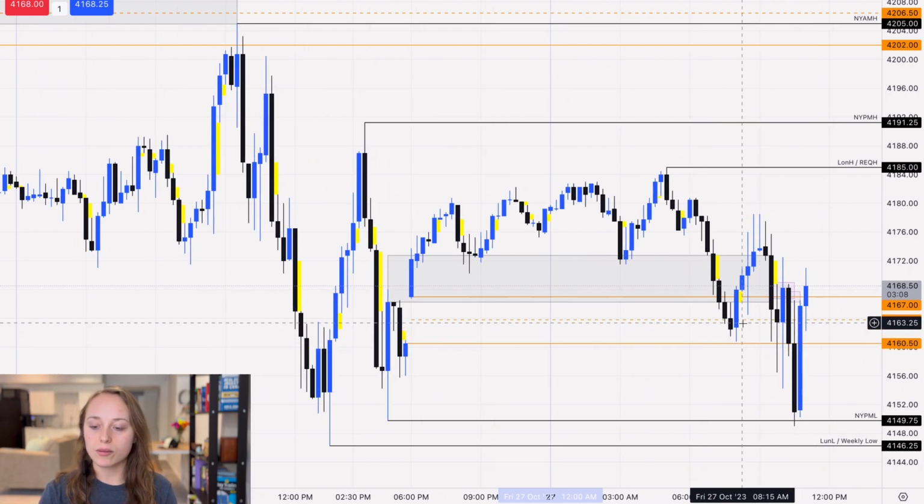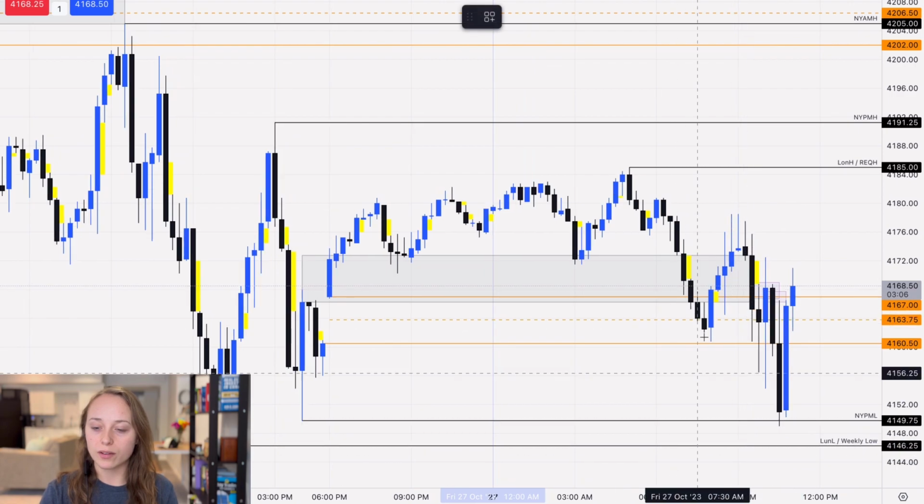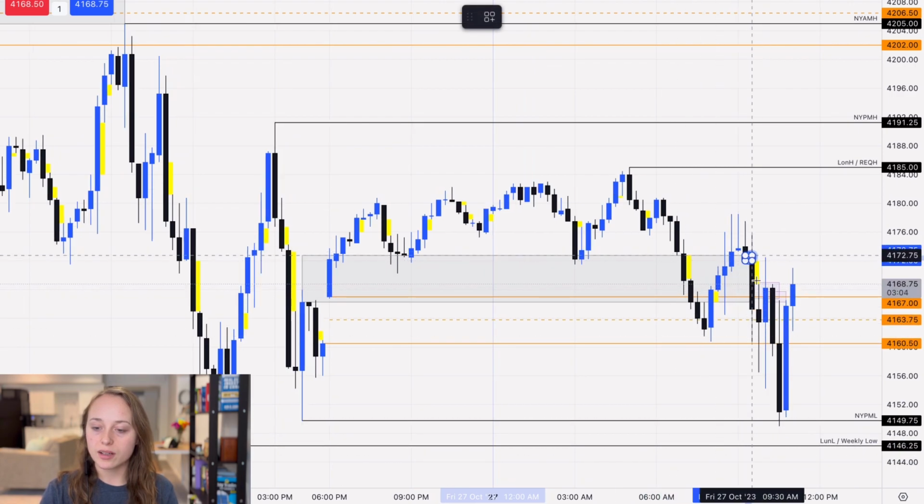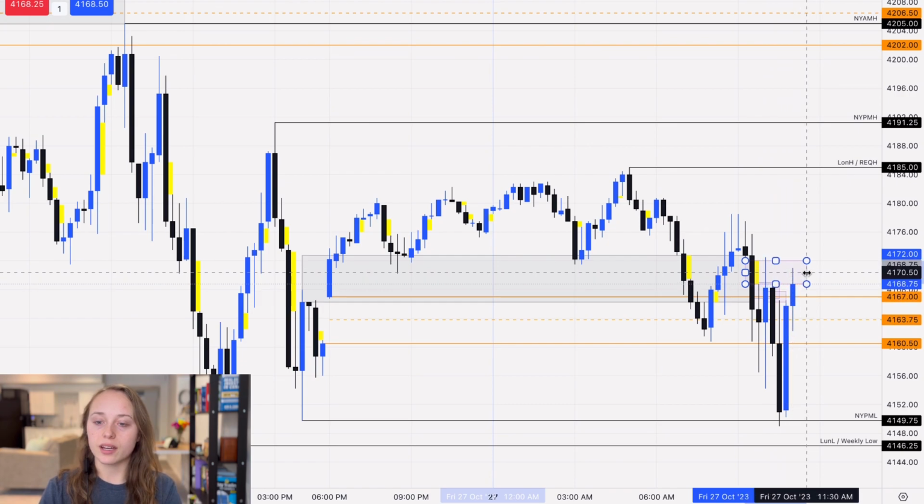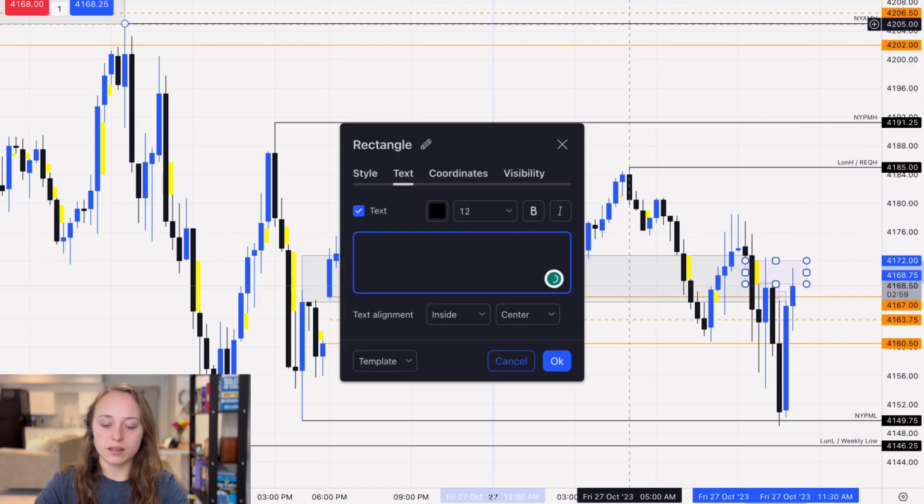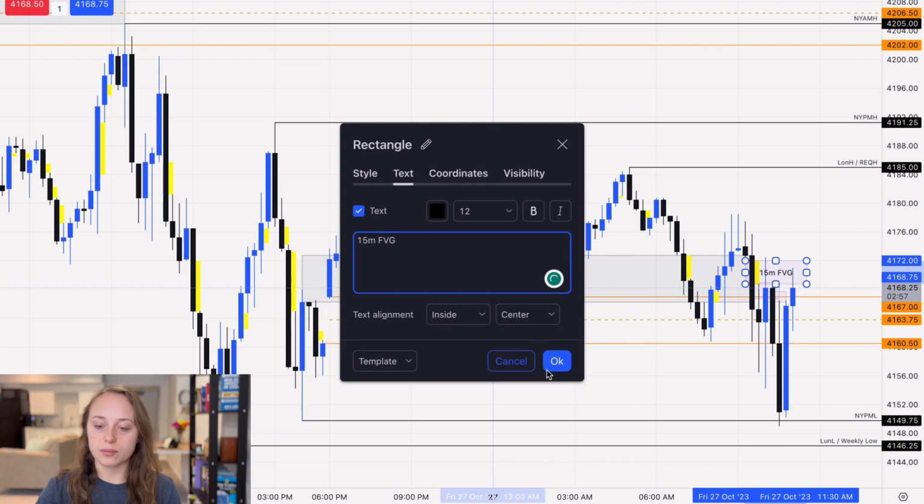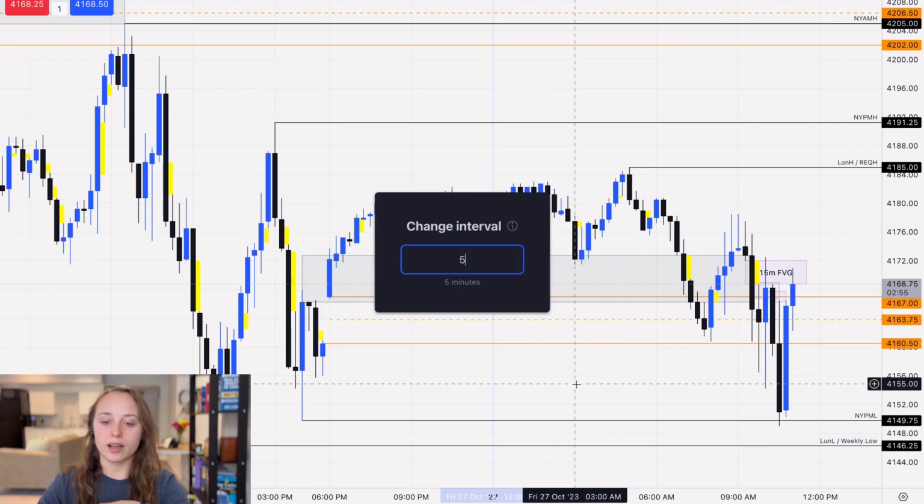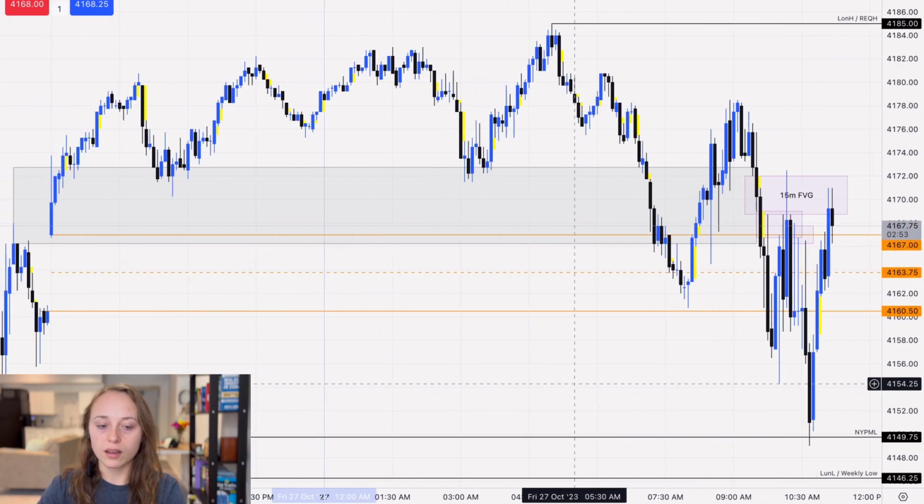I want to point out this 15-minute fair value gap. I'll have this marked out right here, 15-minute, and then let's drop down to the 5-minute fair value gap really quick.